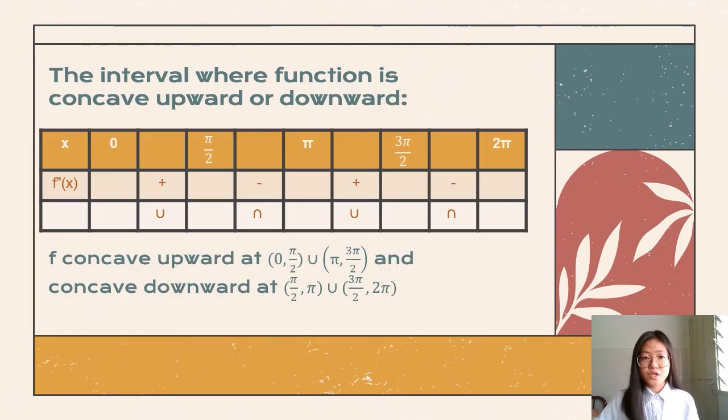Next, we also need to determine the intervals where the function is concave upward or downward. Therefore, we have to substitute the x value in between each inflection point and vertical asymptote into f double prime x as the table shows. If we get a positive value, it means concave upward, and if we get a negative value, it means concave downward. And hence, we will know at which points f is concave upward and concave downward.